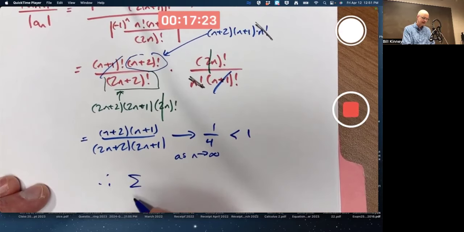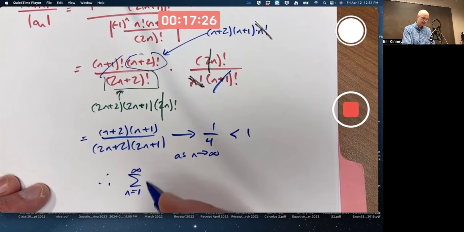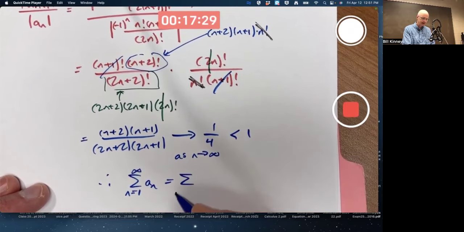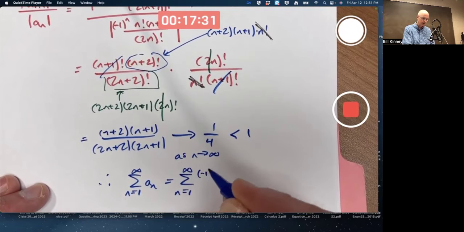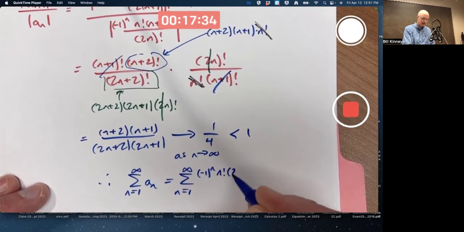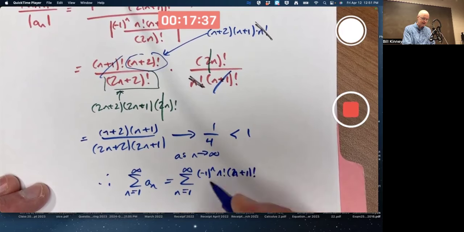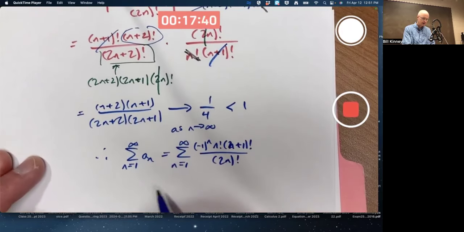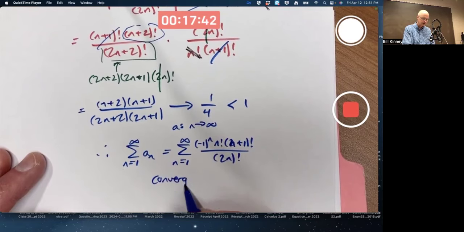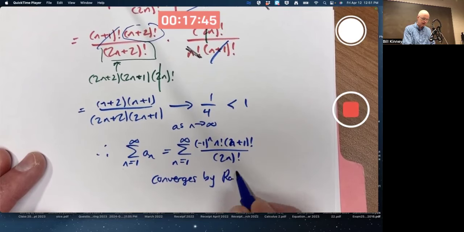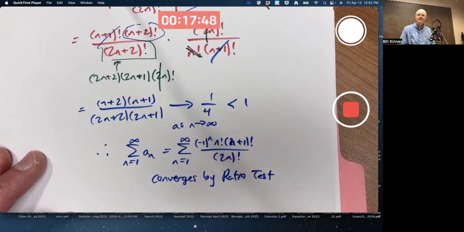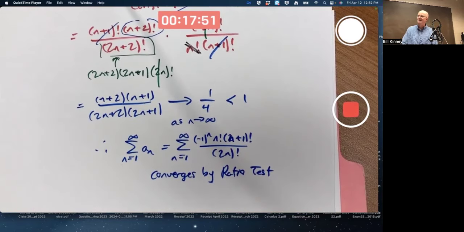Therefore, the series of the ANs, which is this complicated series again, I'll rewrite it for emphasis. This does converge. This converges by the ratio test. Okay? It can be done. Pretty much anytime you have a problem with factorials in it, you're going to want to use the ratio test. Oftentimes, if you have an exponential function of n, the ratio test is also useful.